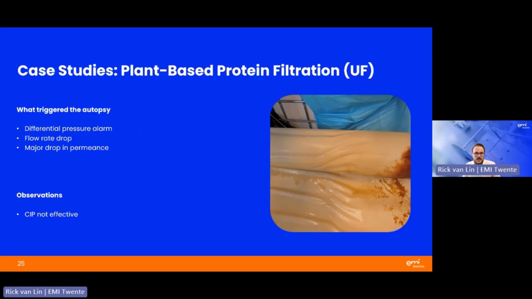Another fun one was a plant-based protein filtration membrane. It was a UF membrane. So this one doesn't look too bad, but it did smell too bad. Same problems here in production. So differential pressure alarm, flow rate drop, major drop in permeance, and non-effective CIP.